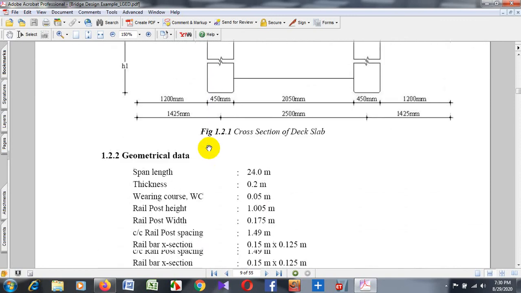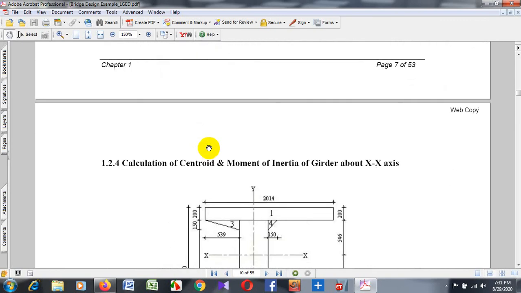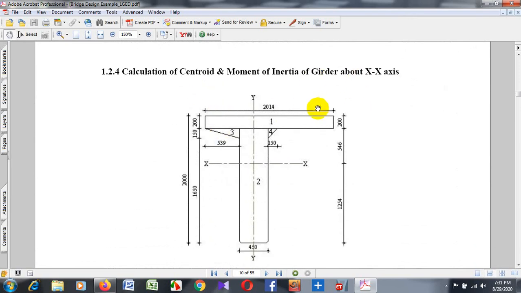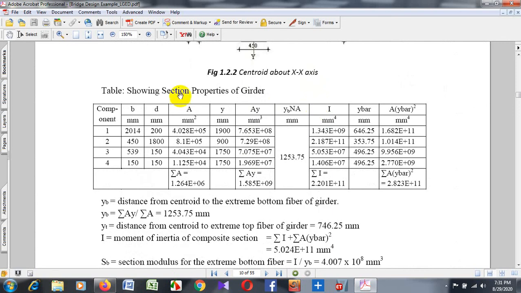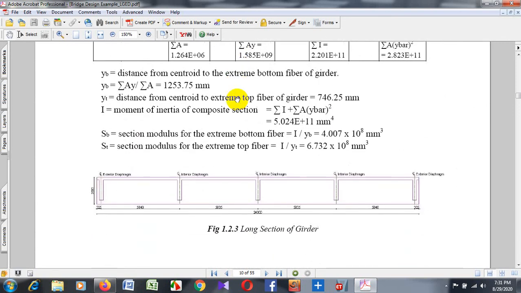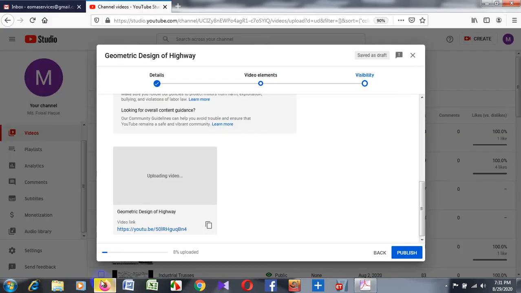And now the cross section of deck slab and geometric data. Another example: material properties, calculation of centroid and moment of inertia of girder. Centroid and moment of inertia are important, so section properties of girder. And long section, these are the long section of girder. Girder consisting of various types of long sections.